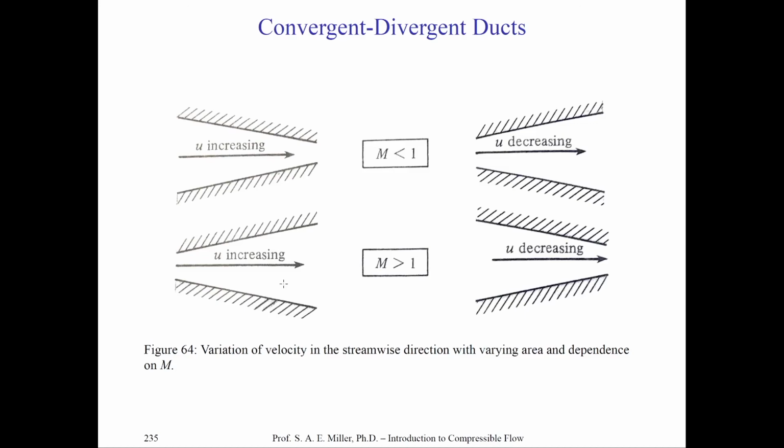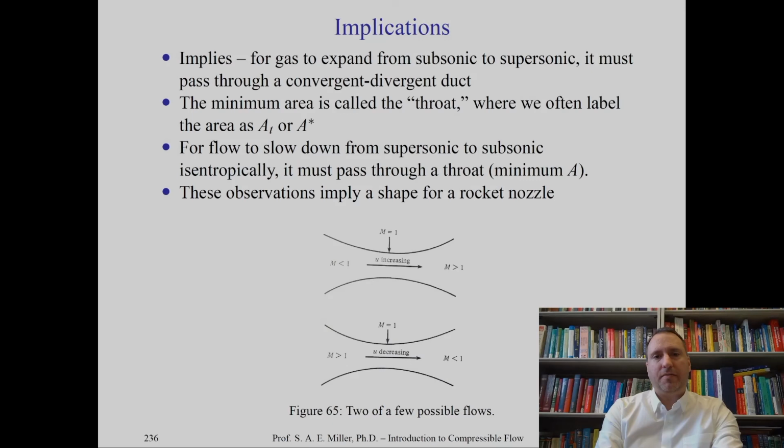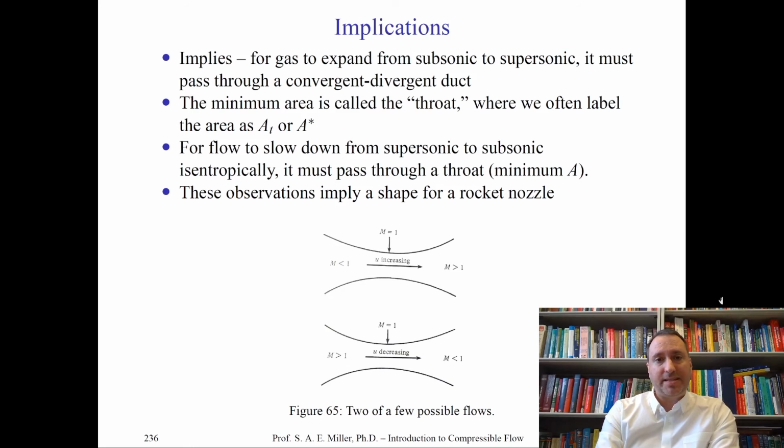Let's look at some more implications of the physics of the Mach number area relation. It implies that for a gas to expand or accelerate from subsonic Mach number to supersonic Mach number, it must pass through a convergent-divergent duct. Remember, if you go from subsonic flow, like Mach 0.5, to say Mach 2, you must go through the transonic condition. This means at some point M is 1 in the particular variable area stream tube. This minimum area we call the throat. And when the throat is choked in a flow, we call that the transonic condition being met.